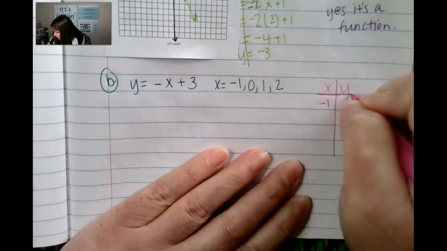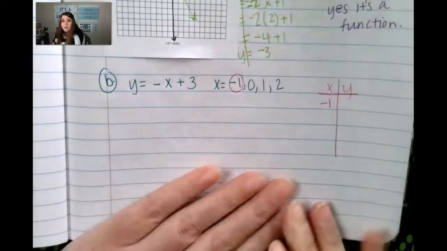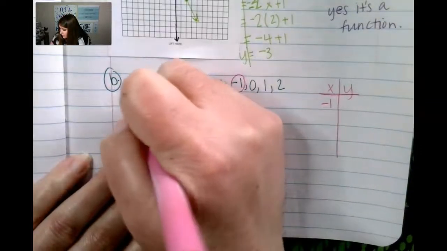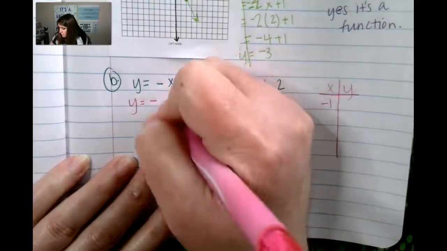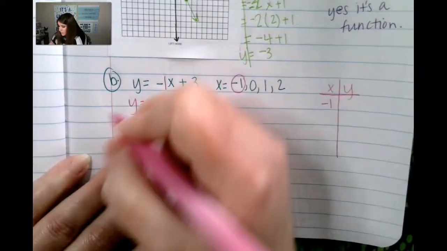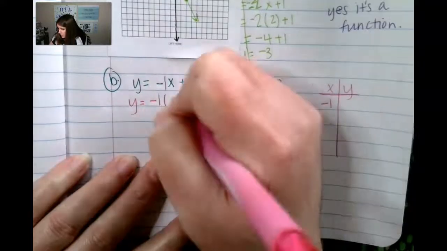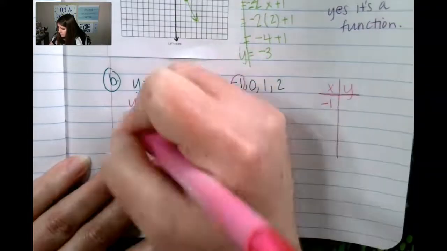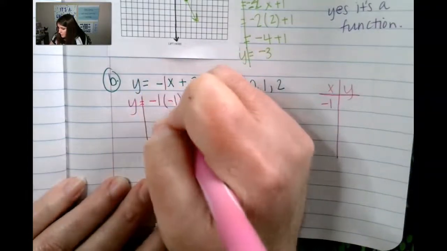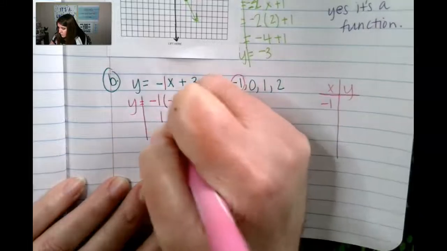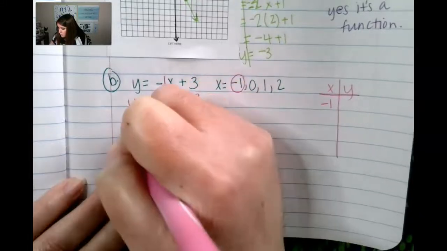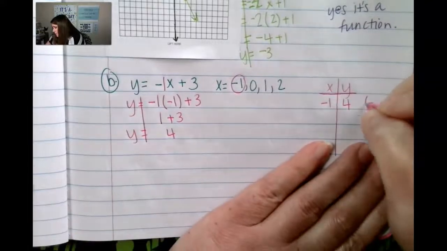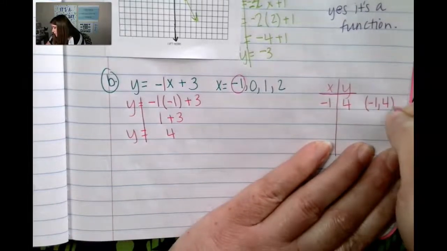My input, first up, is negative 1. So I'm going to go ahead and solve this problem. So y equals negative, remember that there's like a 1 here. So this is really saying negative 1 times a negative 1 plus 3. A negative times a negative is a positive. So this is positive 1 plus 3, which gives me 4. So y equals 4. So my output, my ordered pair is negative 1, 4.